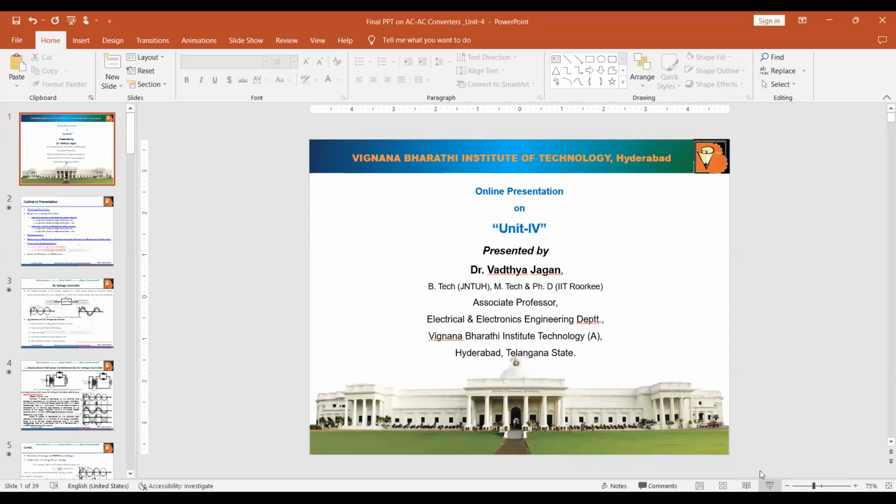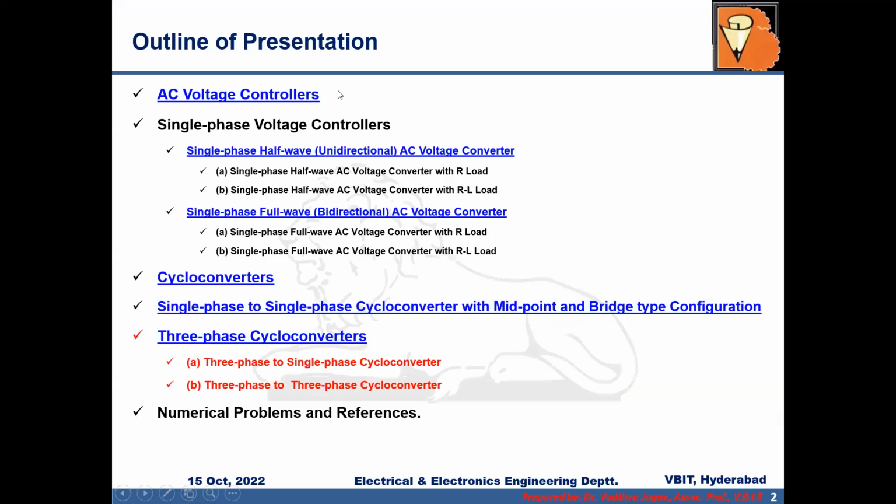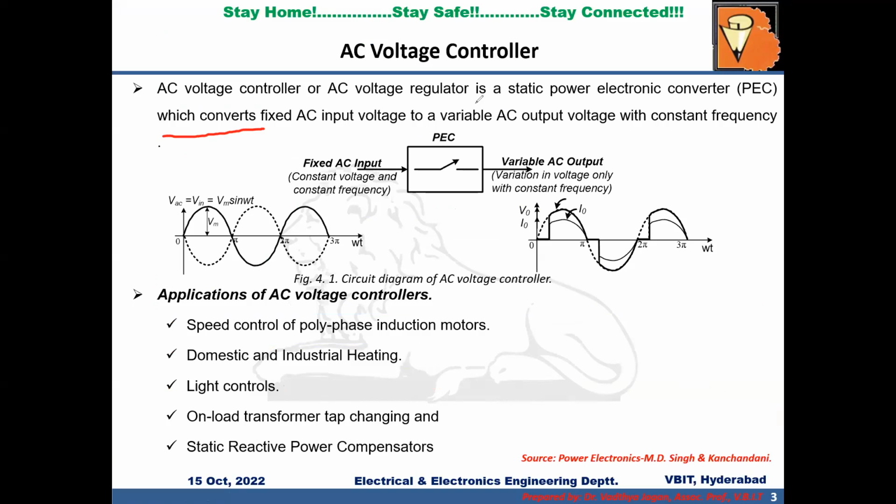These are the outline of the presentation. Out of all these topics, now I am going to elaborate about single phase AC voltage controller. As you know, the AC voltage controller is a static power electronics converter which will convert the fixed AC input power to a variable AC output power with variation in voltage only, which means the input frequency and the output frequency are constant.